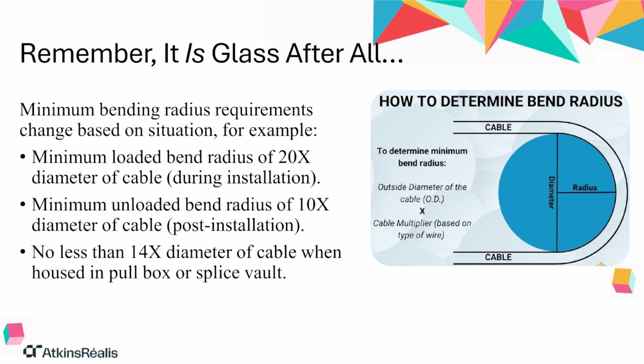And FDOT even specifies a slightly different radius for long-term storage coiling in pull boxes or splice vaults, often 14 times the OD, to be extra safe over time. You always calculate this based on the cable's actual outer diameter. 20 times diameter when pulling, 10 times when resting, 14 times for storage. Okay, always need to know the cable OD and the situation. Crucial for installers. Violating bend radius is a very common cause of problems in fiber installations.